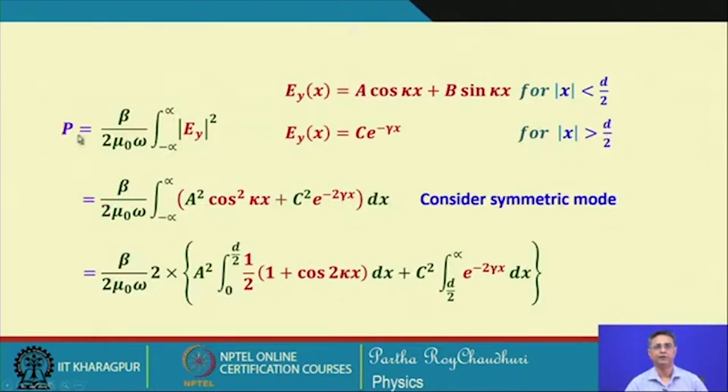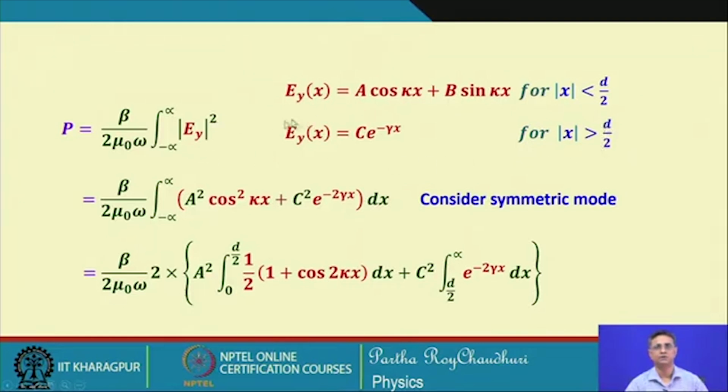Okay, now, to evaluate this power in terms of the known quantities, we write this expression, and we will have to integrate it from minus infinity to plus infinity, and this E y square will be replaced by this expression which is valid for the core, that is when mod x is less than d by 2. Remember the waveguide structure, and this is the evanescently decaying part of the field which is there outside the core region, that is in the cladding region for mod of x greater than d by 2.